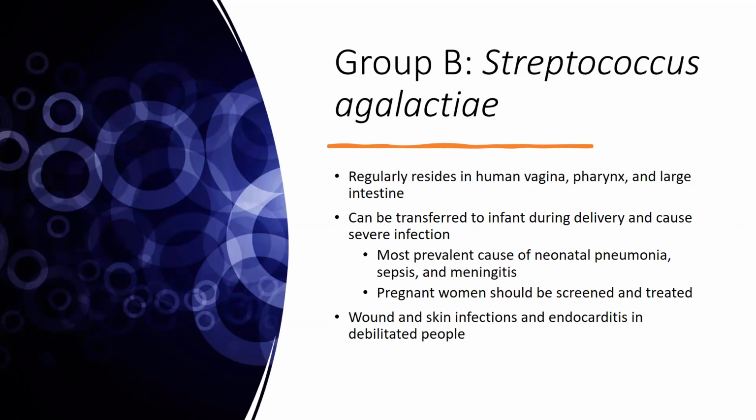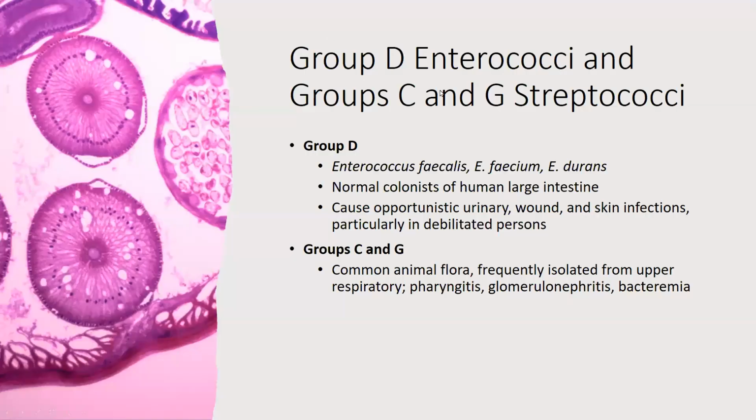There we go. All right. We also then have group D, group C, group G strep, all these groups, right? So group D is actually not called a strep at all. It's Enterococcus faecalis or faecium or durans, okay? But this is still categorized under the strep species, under the strep umbrella.